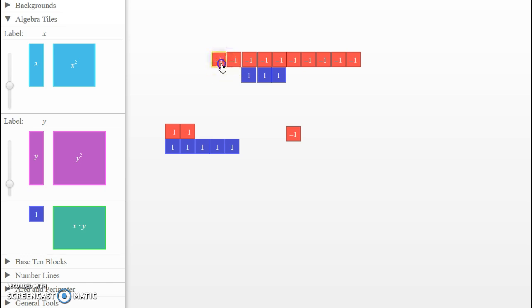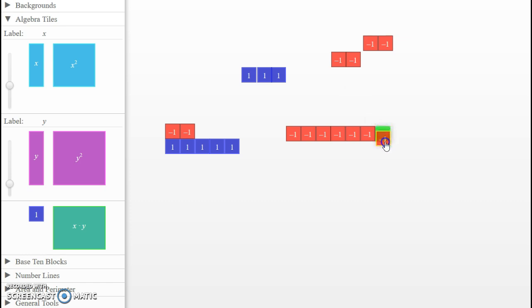plus 3. 1, 2, 3, 4, 5, 6, and 7. Oops. 1, 2, 3, 4, 5, 6, 7. And then we want to add to it 3. Here we create a group of 0, so we have -4 left over.